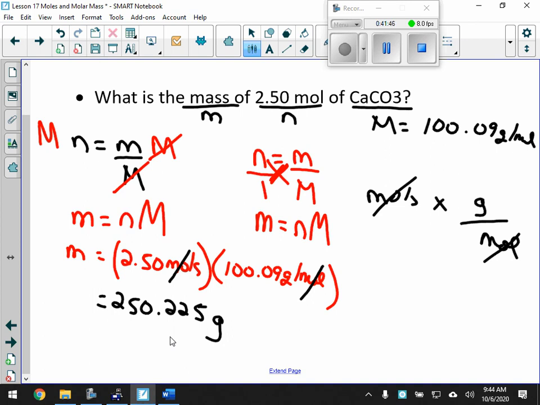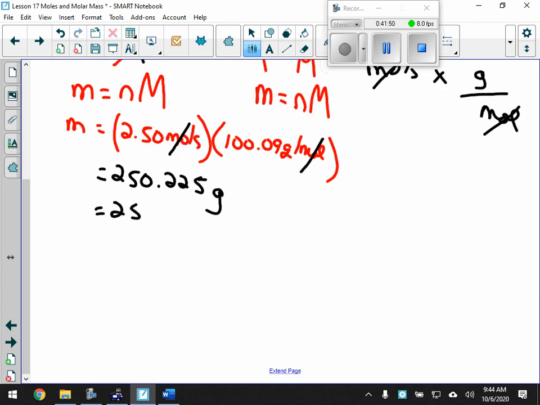Significant digits, 3, yes. So I probably should have 3 here. So I could just say 250 would probably be just fine. 250 grams. That's all important. Yes, 250. Good? Questions, anyone?